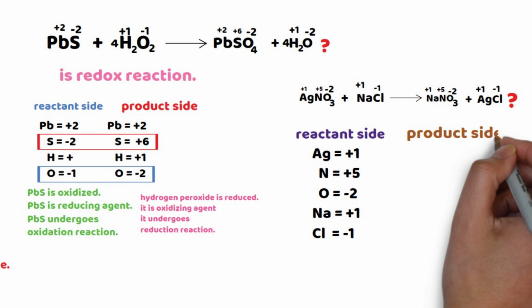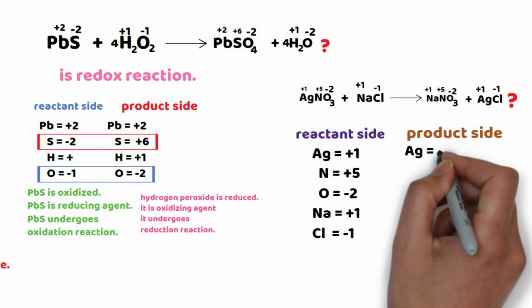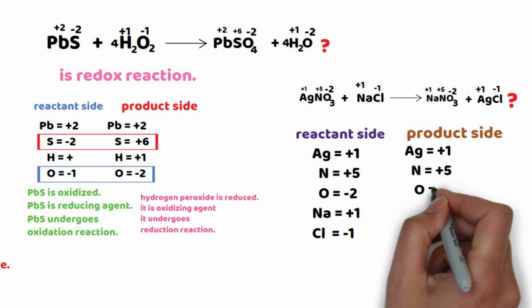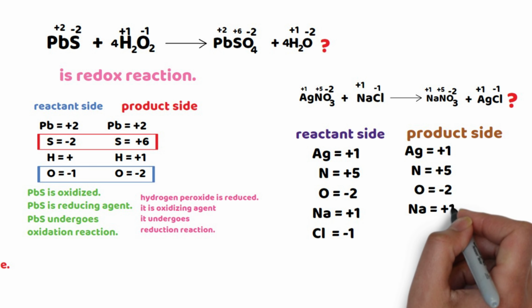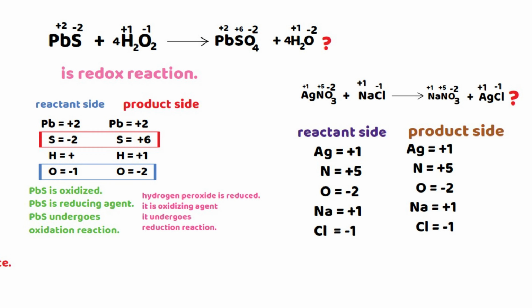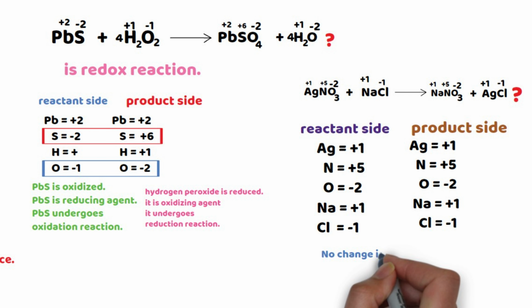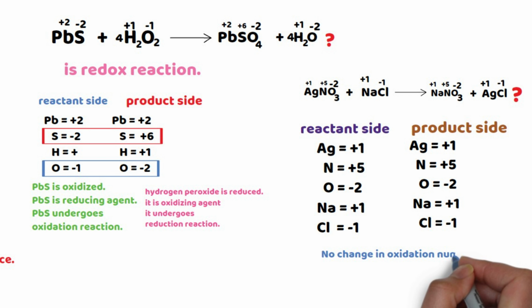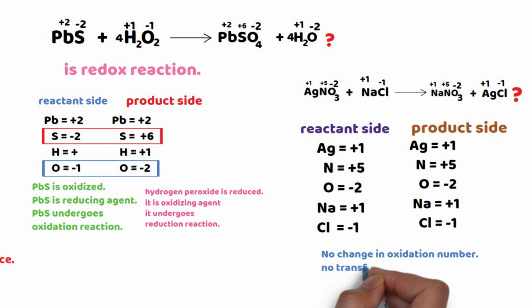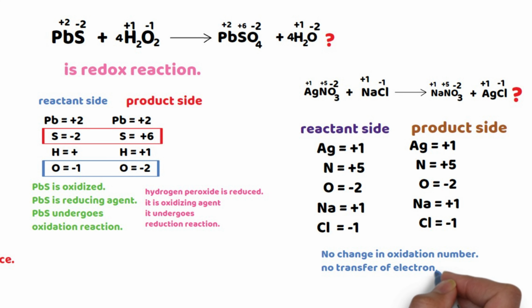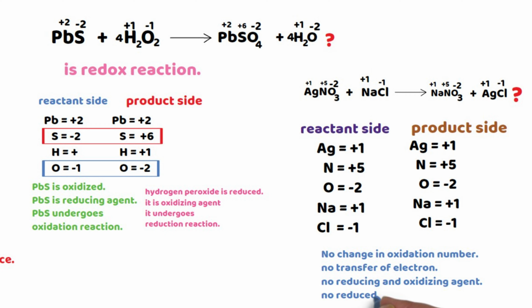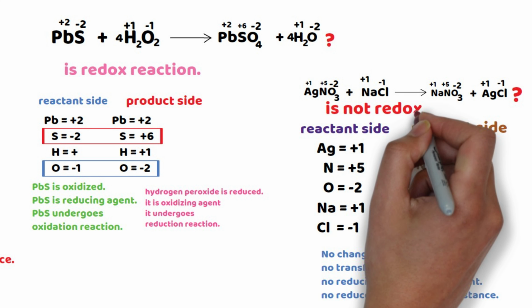When we count on the product side, the oxidation number of silver is +1, nitrogen +5, oxygen -2, sodium +1, chlorine -1. Look carefully, there is no change in oxidation number. And there is no transfer of electrons. And no reducing agent and oxidizing agent. No reduced substance, no oxidized substance in this chemical reaction. Therefore, this chemical equation is not a redox reaction.